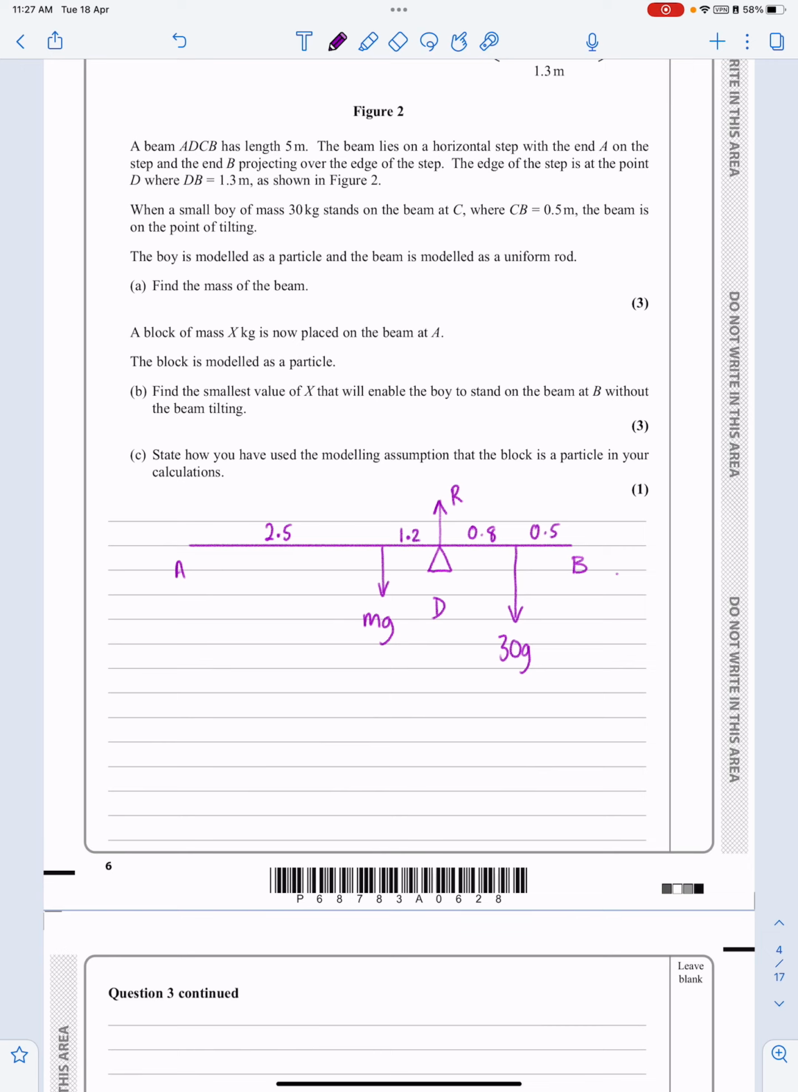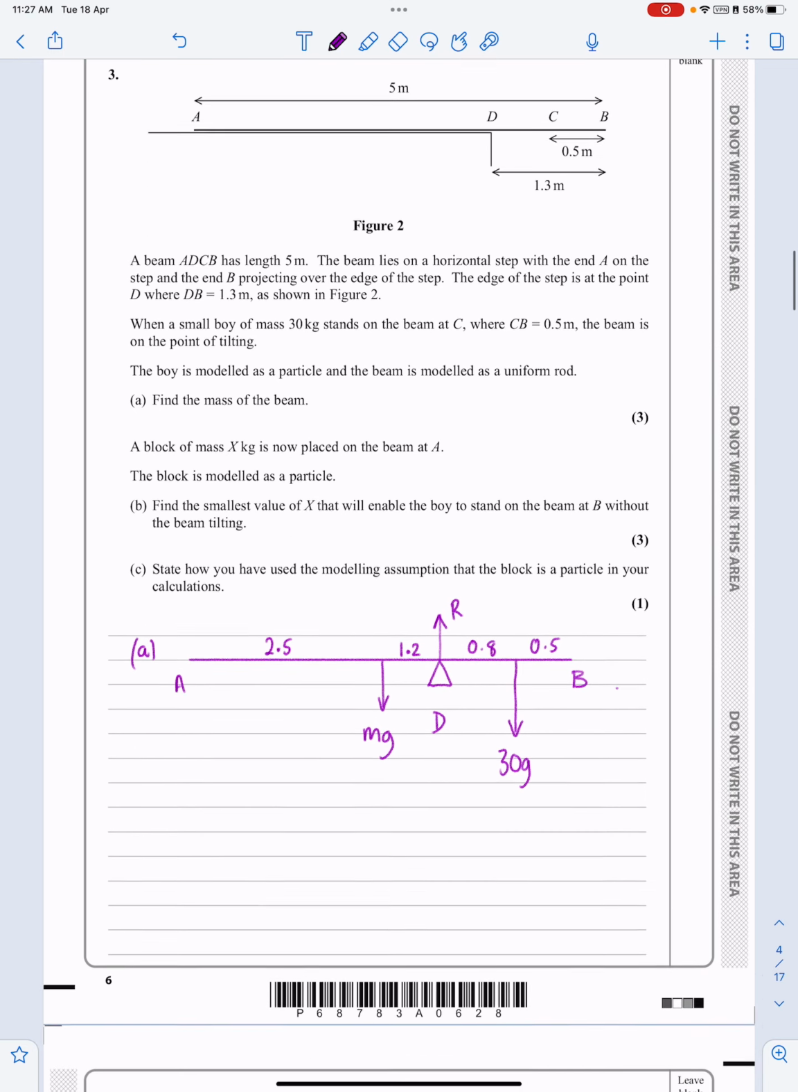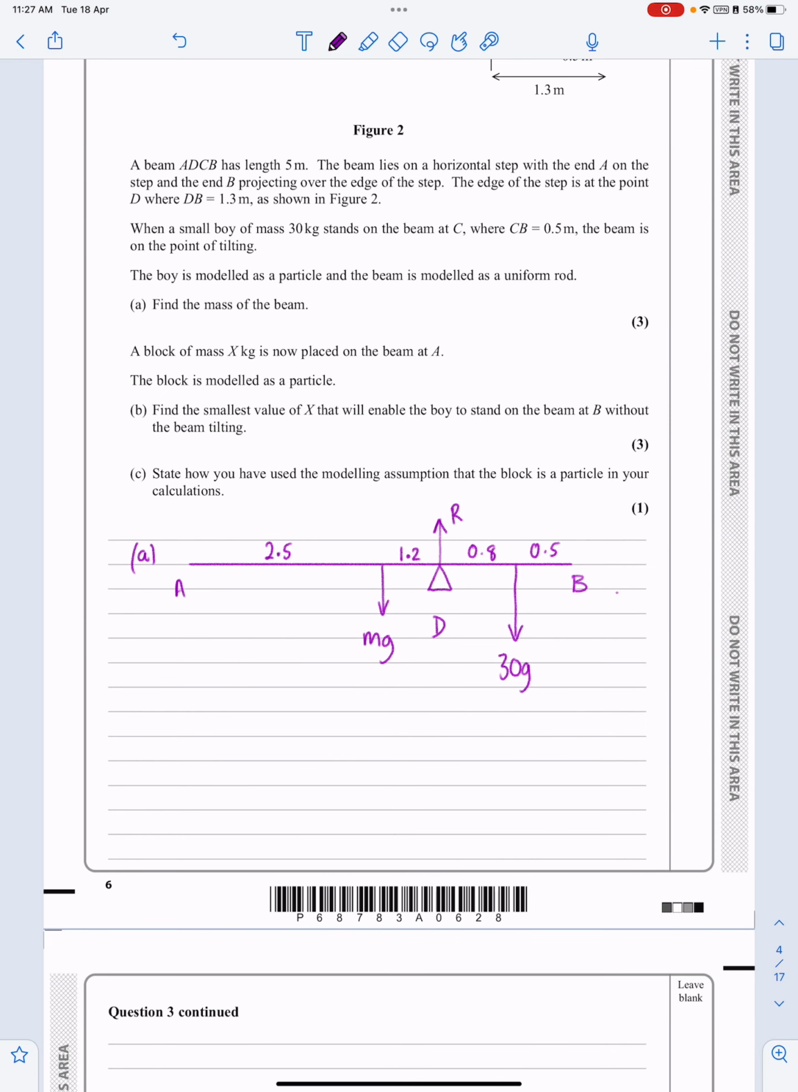In effect, I took my extra time to be able to draw my diagram out properly. So now, actually doing this bit, I just need to tell the examiner what I'm doing. So, taking moments about D.